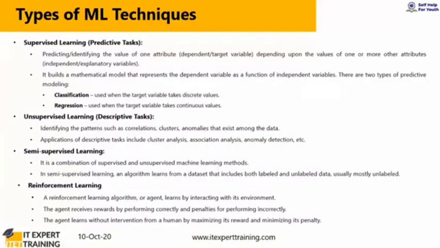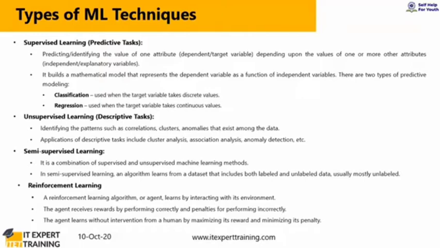Let's see the different types of machine learning techniques. The different types of machine learning techniques are categorized into 4 popular categories: supervised learning techniques, otherwise called the predictive tasks, unsupervised learning techniques, semi-supervised learning techniques, and we also have reinforcement learning techniques.